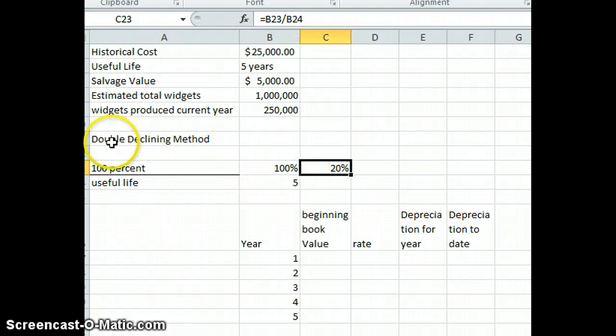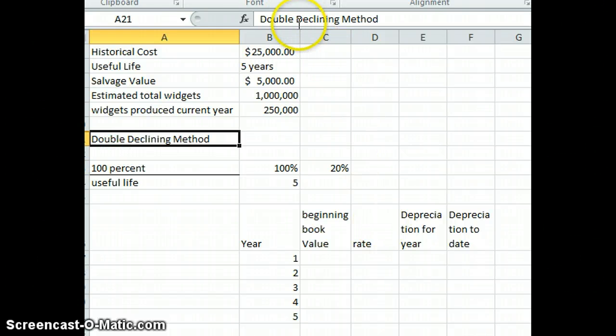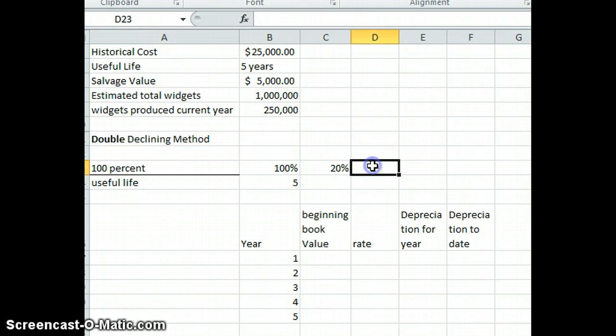But because this method is the double declining, emphasis here on the double, we're actually going to double that 20%. So instead of using 20%, we're going to multiply it by 2 or double it. So we're going to say 20% times 2, and we're going to use 40%.